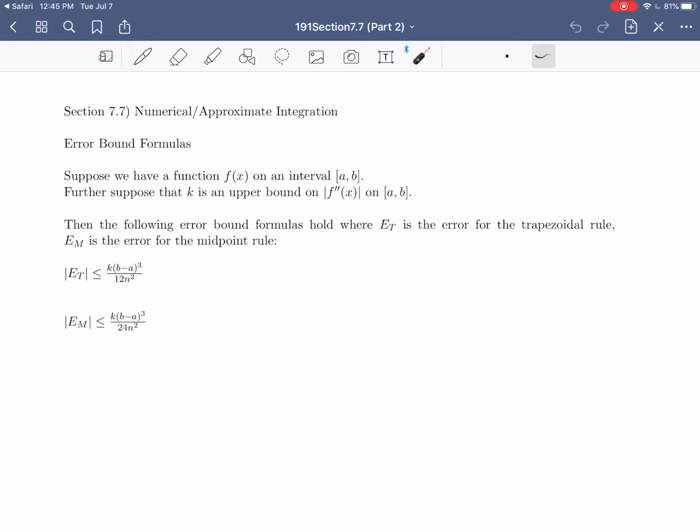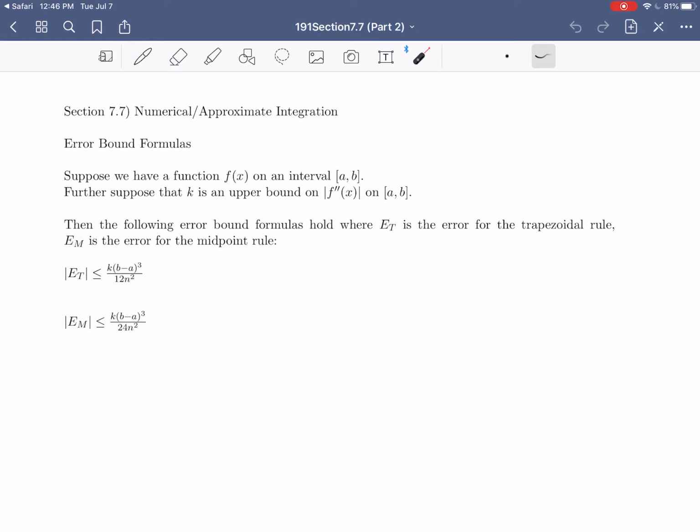In this video, we're going to focus on two of those rules, the midpoint and trapezoidal rule, and talk a little bit about some formulas that help us understand the size of the error that comes from trying to use these approximations. So these are what are called error-bound formulas, and what they try to do is give us an upper bound or a maximum for what the absolute value of the error would be when performing one of these approximations.